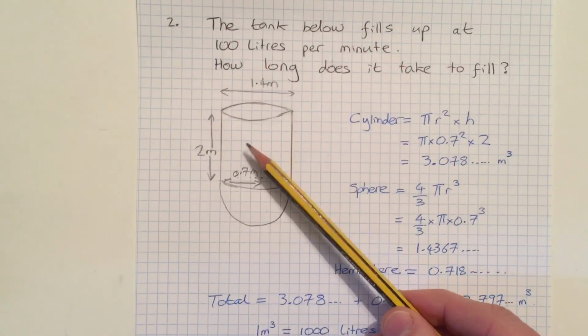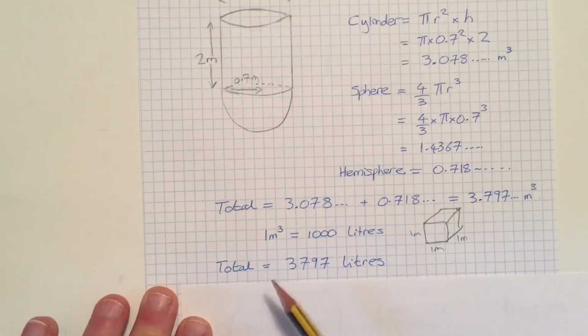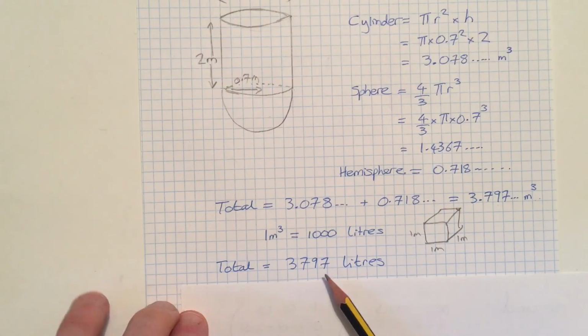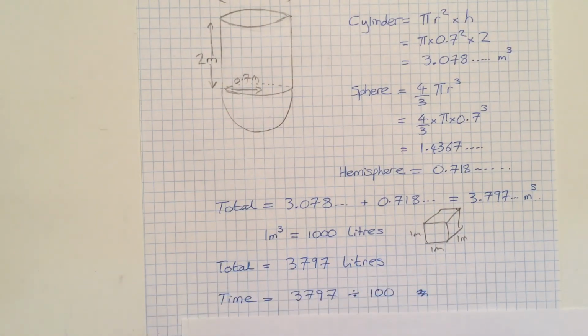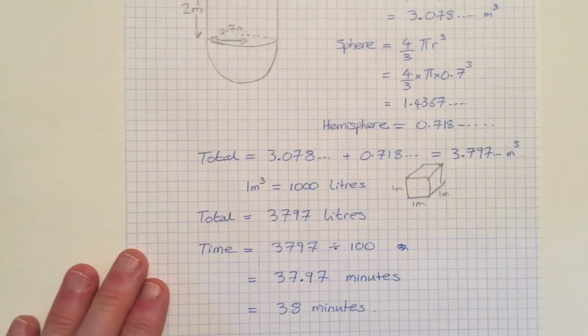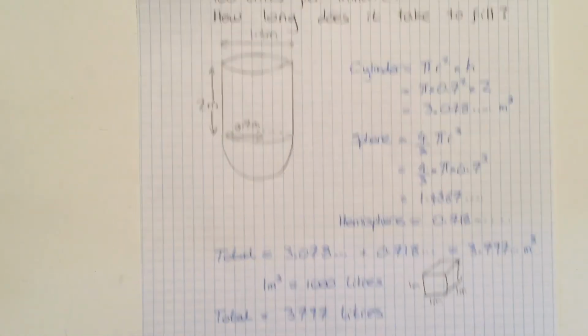And we know that this fills up at 100 litres every minute. So if I divide this by 100, it will tell me how many minutes it takes to fill that container. So dividing it by 100, I get 37.97 minutes. So basically to the nearest minute, it's going to be 38 minutes to fill this whole container.